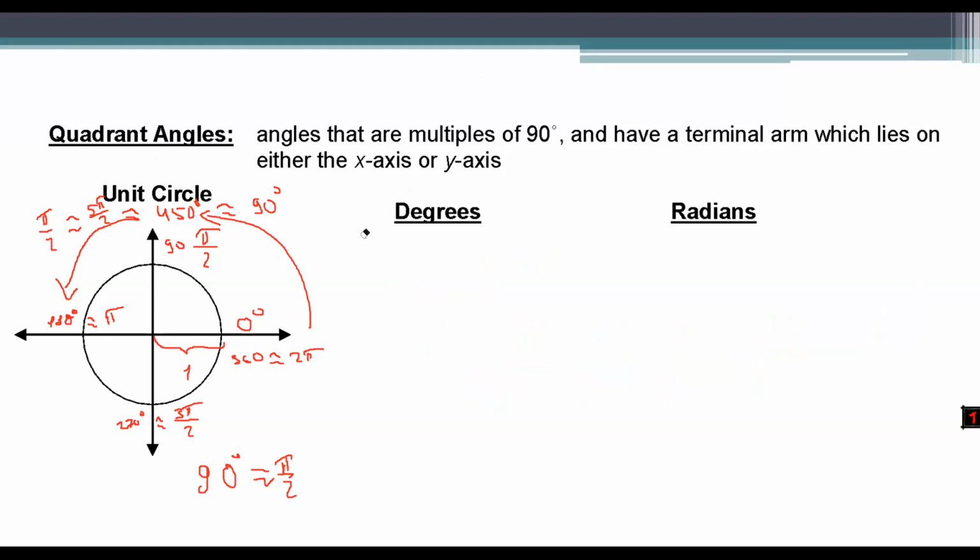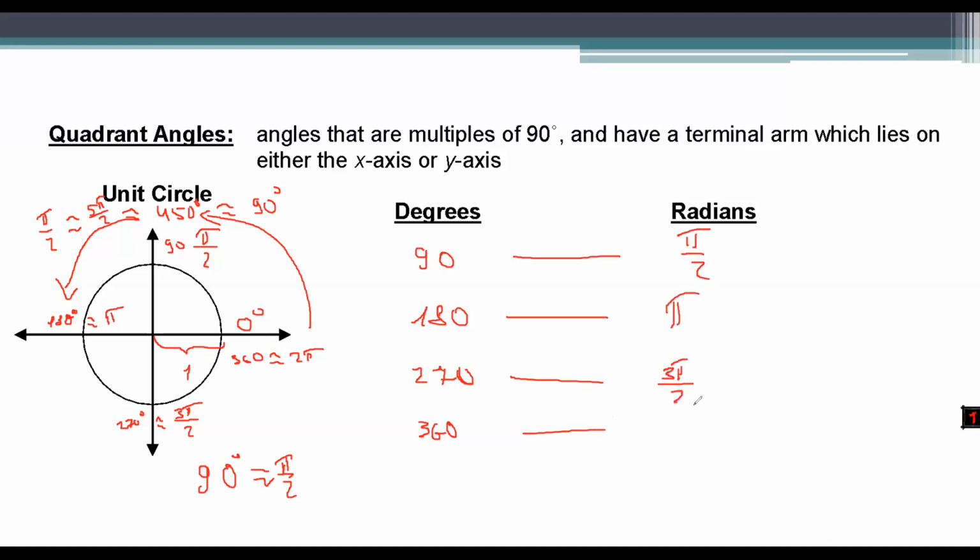Let me write them here for you in columns. So we're going to have 90, 180, 270, and 360. And on the opposite side, we're going to have an equivalence in radians. Here we're going to have pi over 2. 180 is going to be pi. 270 is going to be 3 pi over 2. And 360 would be 2 pi.